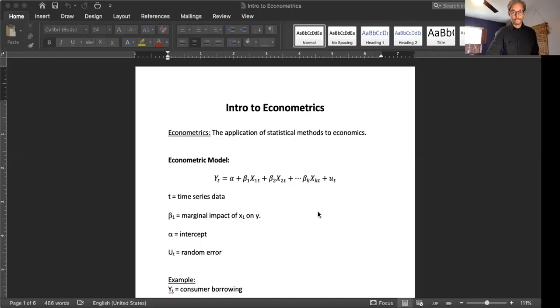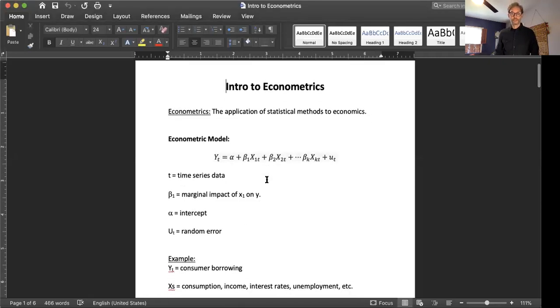What can you learn here about some of the basics of econometrics? Okay, let's go to our notes. There we are. Here's our introduction to econometrics. Econometrics really is just the application of statistical methods to economics. And so let's talk about a basic econometric or regression model. And it usually takes the following form.